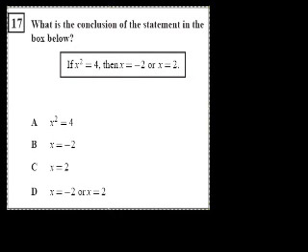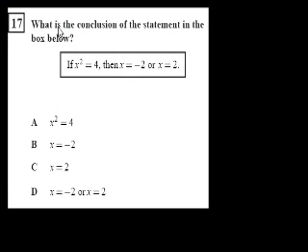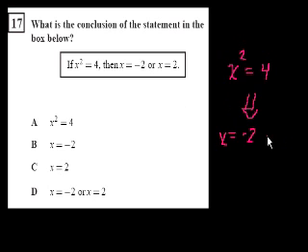Problem 17. Let me copy and paste this one. Copied it. Pasted it. All right. What is the conclusion of the statement in the box below? Okay, they say if x squared is equal to 4, so if we know that x squared is equal to 4, then we know, and we know this from algebra, we could have solved it, that x is equal to minus 2 or 2.